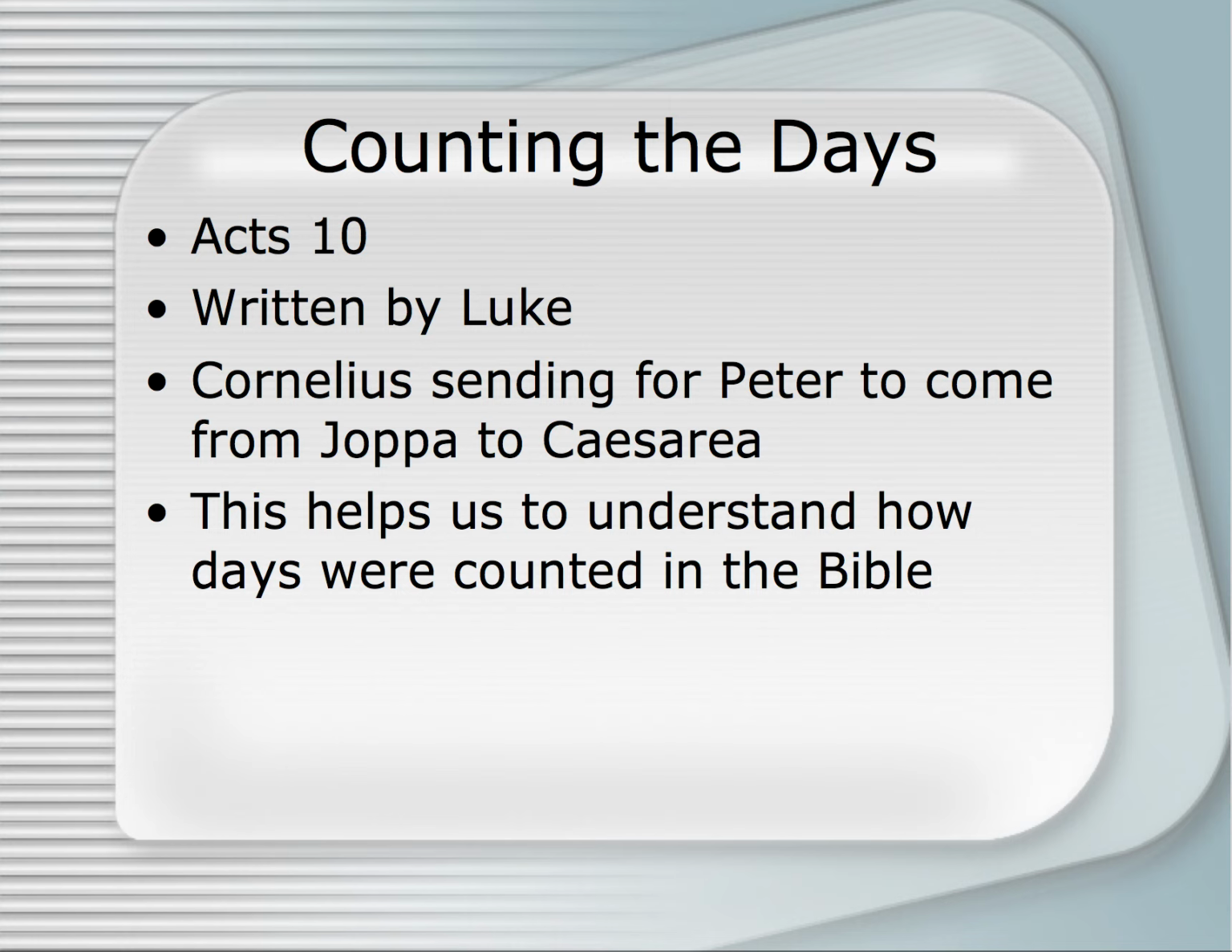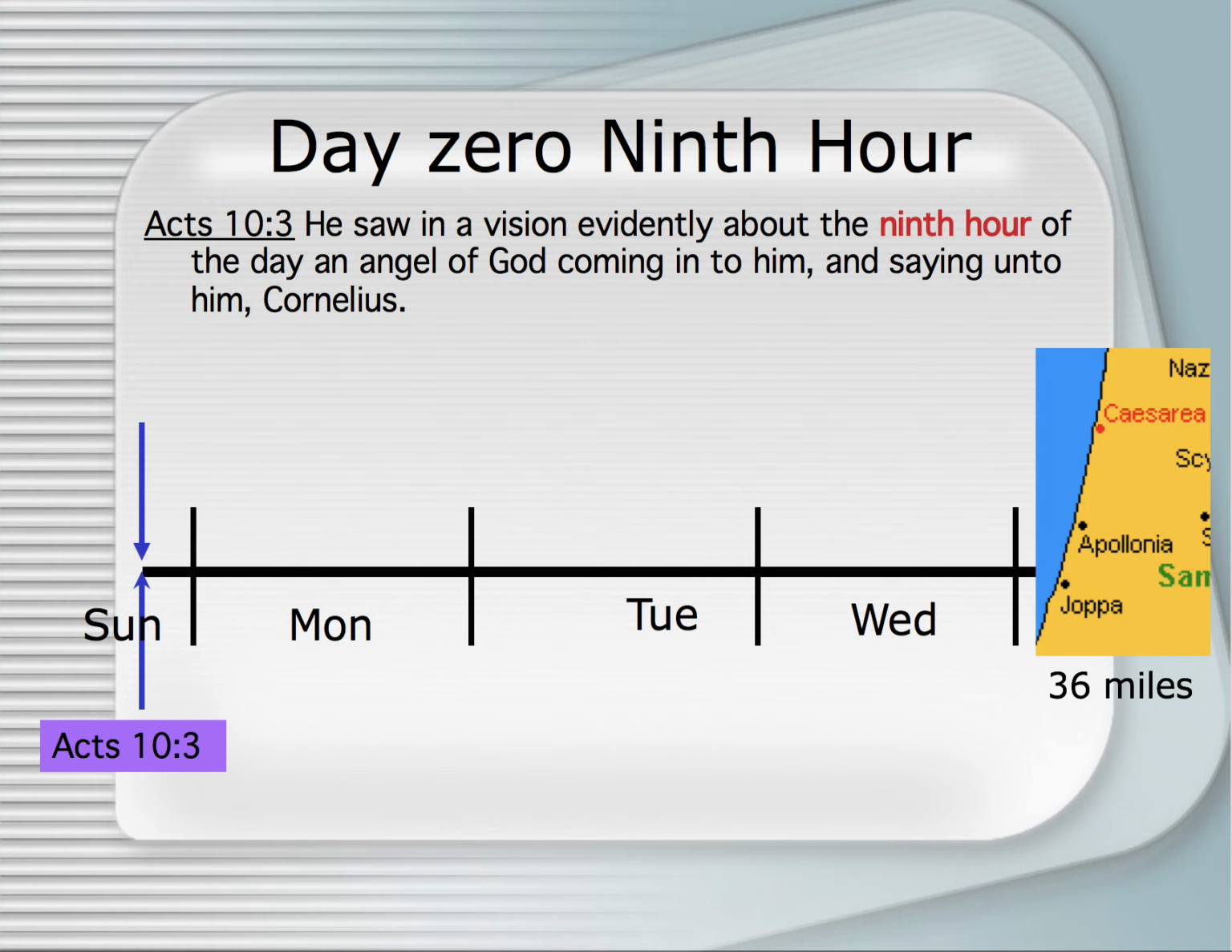But we're now going to start seeing how Bible writers count the days, and we're going to do that by looking at Acts chapter 10, written by Luke, where Cornelius sends for Peter to come from Joppa to Caesarea. And because the Bible describes the entire process and the number of days and each day of that process, it will help us to understand how days were counted in the Bible. So let's jump to Acts chapter 10.